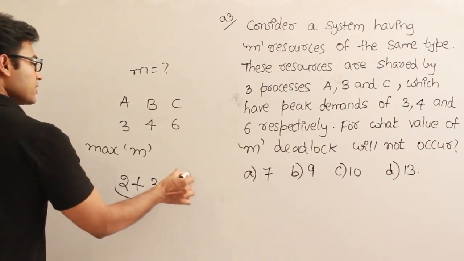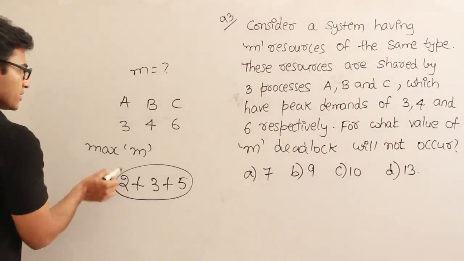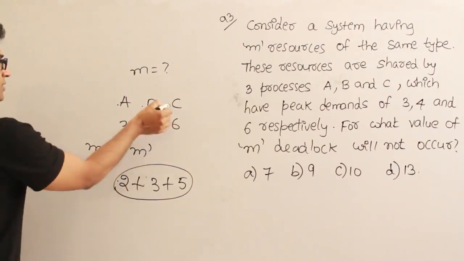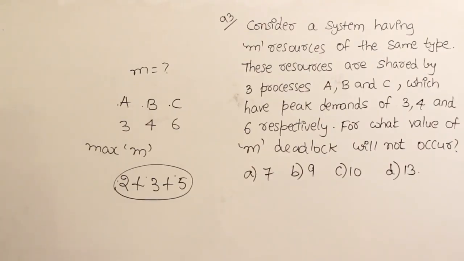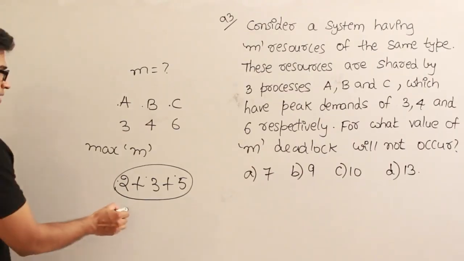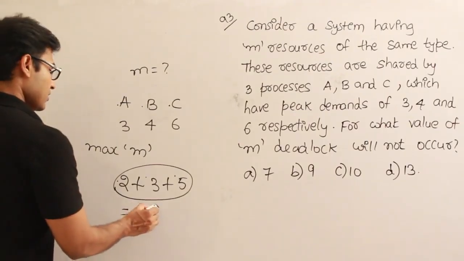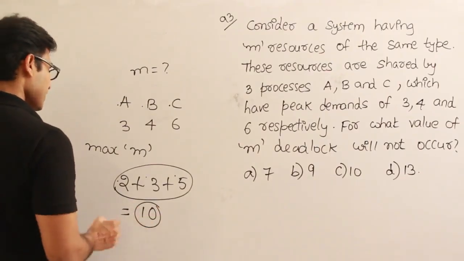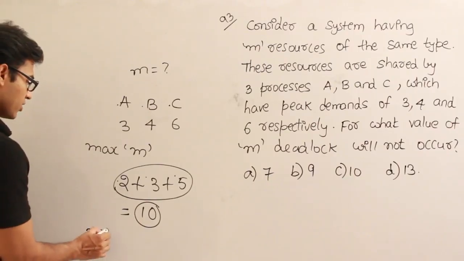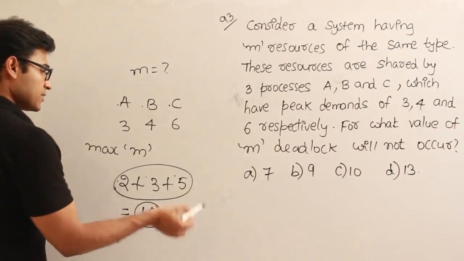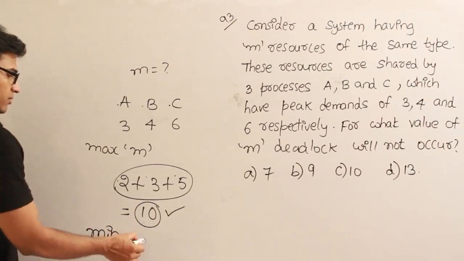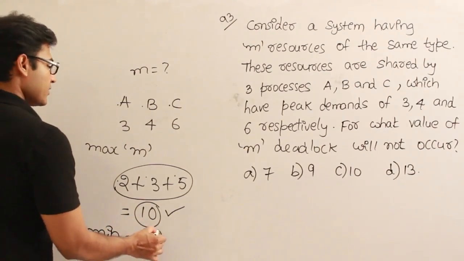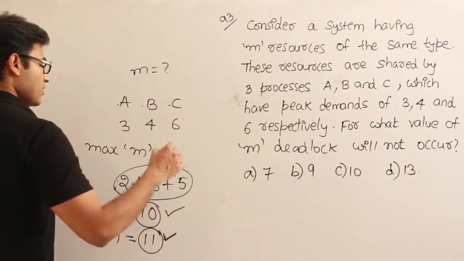Therefore, even if you allow these many resources, still there will be deadlock, because if A takes 2, B takes 3, C takes 5, still they will be waiting for one more resource, and therefore all of them will be in deadlock. So the maximum number of resources even after giving which deadlock is possible is 10. Then what is the minimum number of resources for which there will be deadlock free operation? If this is the maximum number for which there will be deadlock, then if you add one more, definitely there will be no deadlock. So the minimum number of resources for which there will be no deadlock is 11. So the answer is either 11 or anything greater than 11.